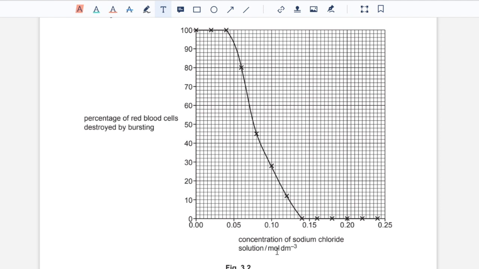From 0 to 0.04 mol per dm³ of sodium chloride solution, there are 100% of the red blood cells bursting.